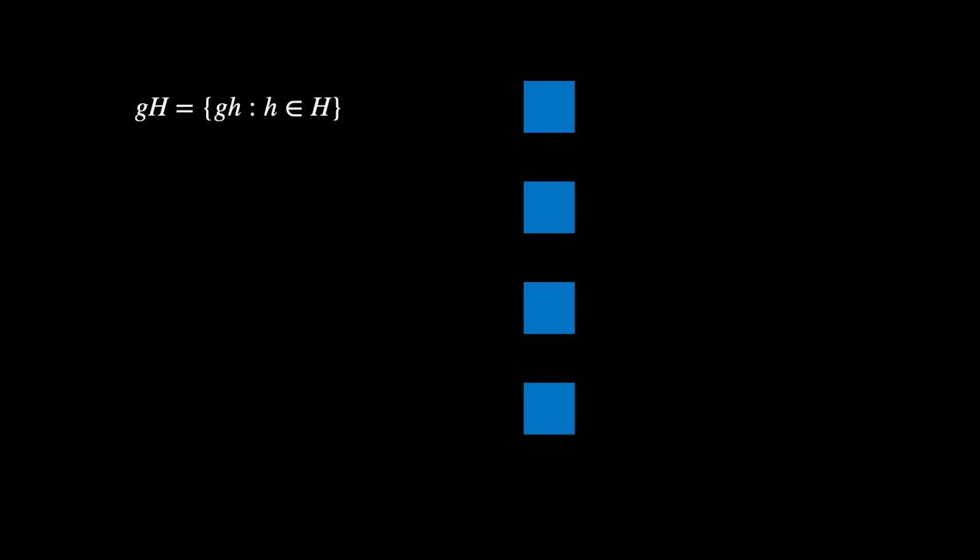And it turns out that the set of all cosets partitions G. So when we say partitions G, we mean that each coset is disjoint to other cosets and their union is equal to G. So how do we know this is true? Well, we can first show that all the cosets are disjoint.